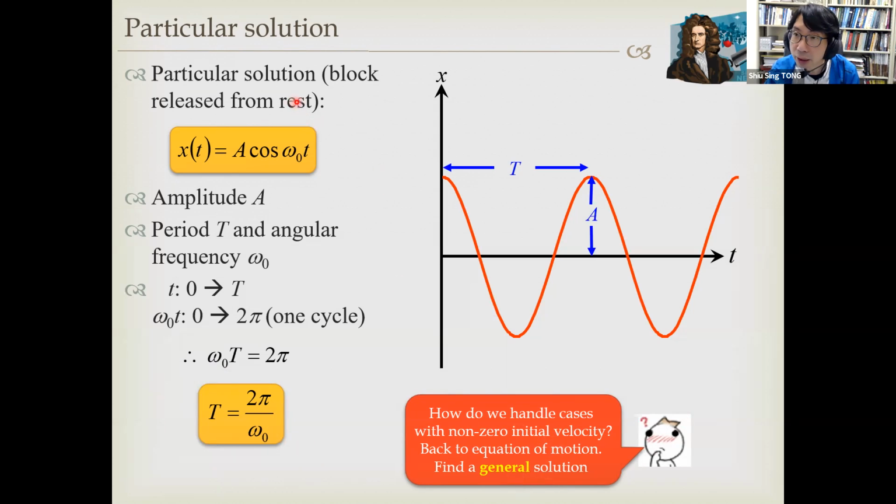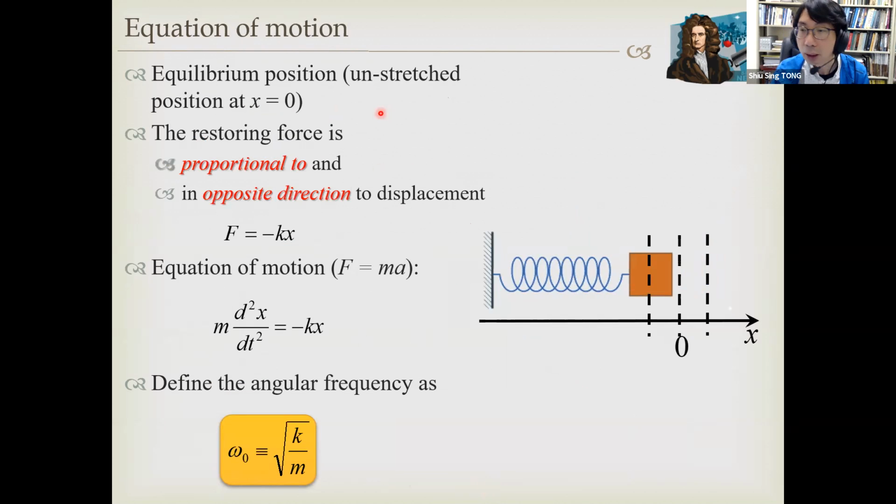Now we only handle the case for a zero initial speed. We will come to a general case later. The general solution will involve not only the cosine term but also the sine term. Okay, we will come to the general solution a few slides later. Now, but we want to derive it. How to derive that equation of motion for an oscillating mass.